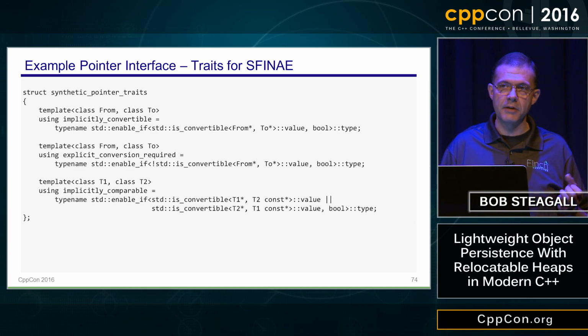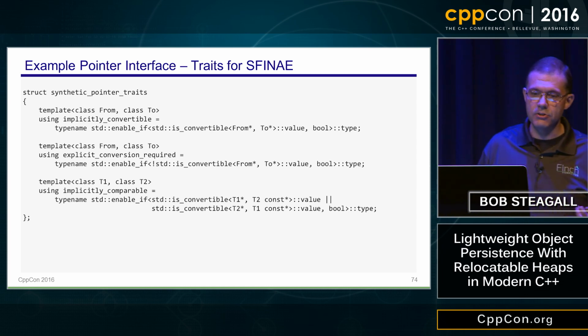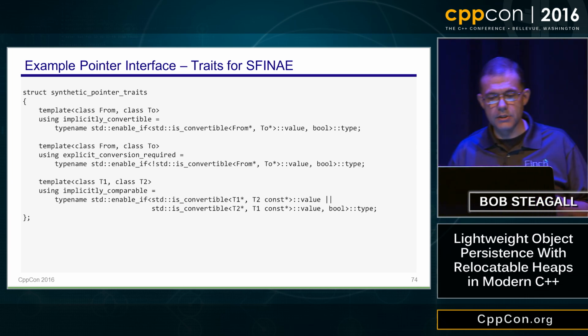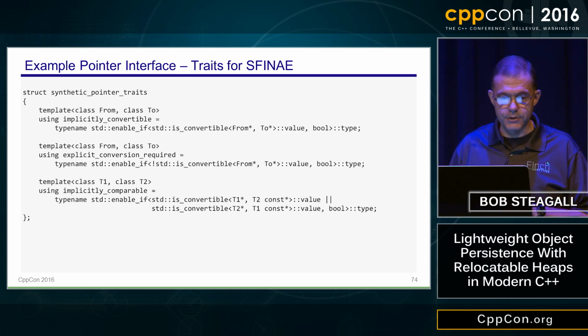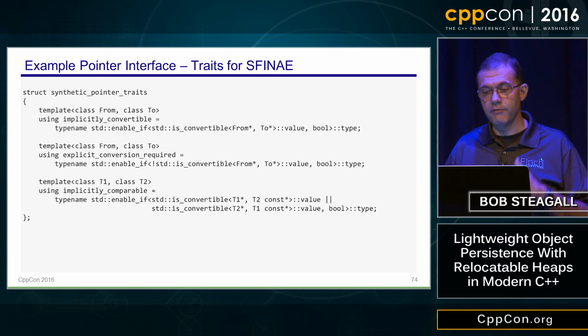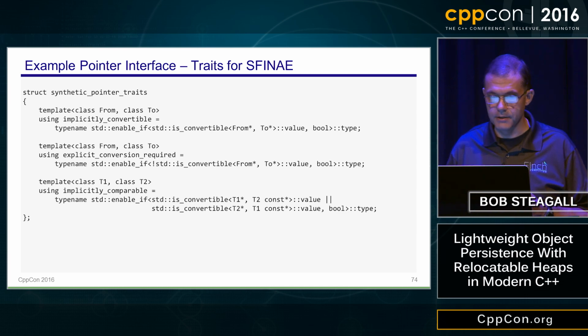These are the conversions I mentioned earlier: adding CV qualifiers, going from derived to base, or from anything to void. It just relies on std::enable_if and std::is_convertible. The second is the logical converse of the first, and I call it Explicit Conversion Required. When used in the code, the name is intended to convey that the member function associated with this SFINAE must be used with an explicit conversion operator.